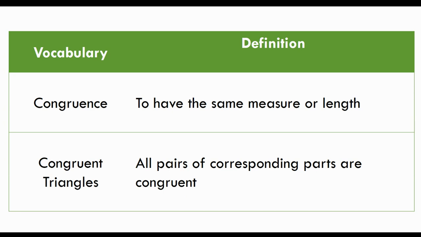But now we're going to be talking about congruent triangles. Congruent triangles have all pairs of corresponding parts congruent. And so we're going to talk about what it means when I say corresponding parts. But essentially what we're going to be doing is carefully matching up angles that are congruent or segments that are congruent based off of the diagrams of triangles.